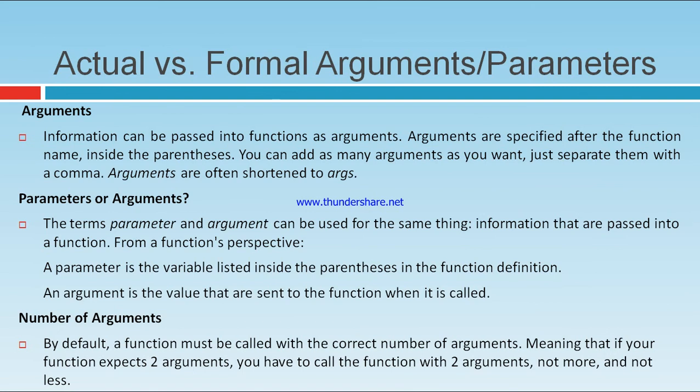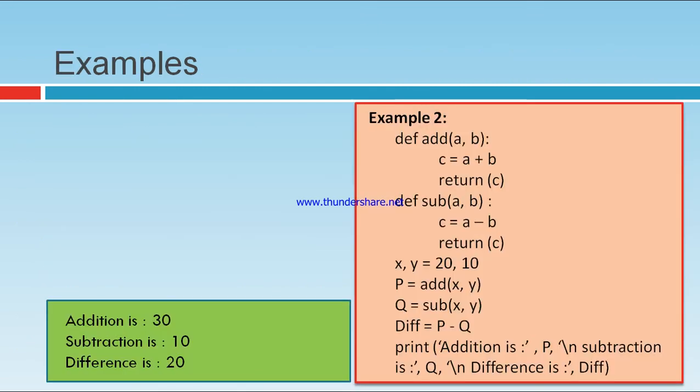Clear? Now the next screen, it is actual versus formal arguments. A very important question. Generally the question comes in the theory section of our board examination. What do you mean by actual argument and what do you mean by formal arguments? So what is argument? Very first, information can be passed into functions as arguments. Arguments are specified after the function name inside the parenthesis. Just check this one. def add, inside the small bracket a comma b. Just check the example number 2, line number first. A comma B, these are the input arguments.